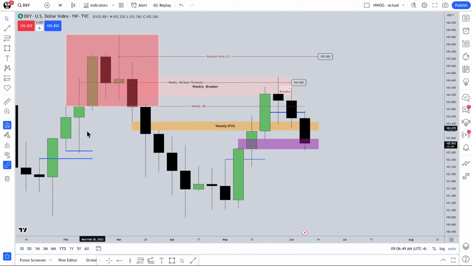Well, there's several things. You can use the consequent encroachment of this wick, the midpoint of that. Then you have the gap here. This traded down into it, but left the majority of the gap still untouched, right? So when it drops here, price is going to want to trade into this area here. And again, that would be bias. That would be bias for that particular week for the dollar.